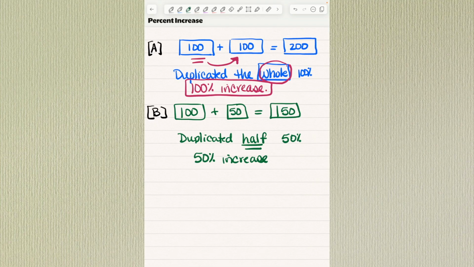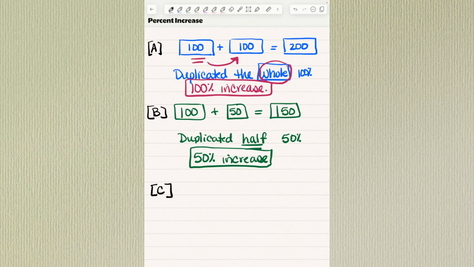A lot of people try to say, well, I increased by 150%. No, you only duplicated half of it. You only added half to what you had. So what you had got increased by how much? 50%. Look at this one.